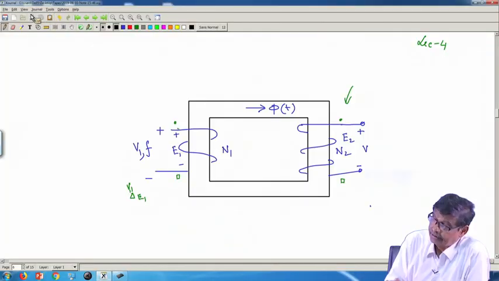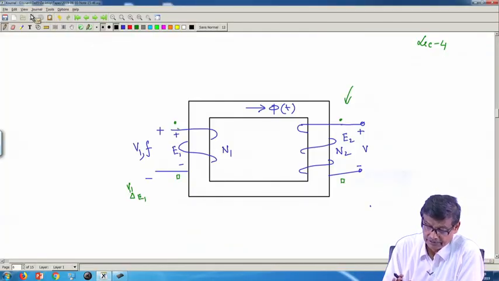Welcome to this next lecture, that is lecture 4 on electrical machines 1, and we have started our discussion on transformer, and we discussed several important concepts which is essential to understand the working principle of transformer. For example, in our last class I told several important things.